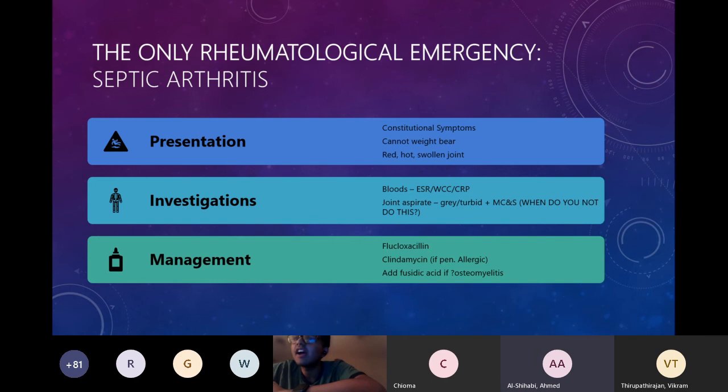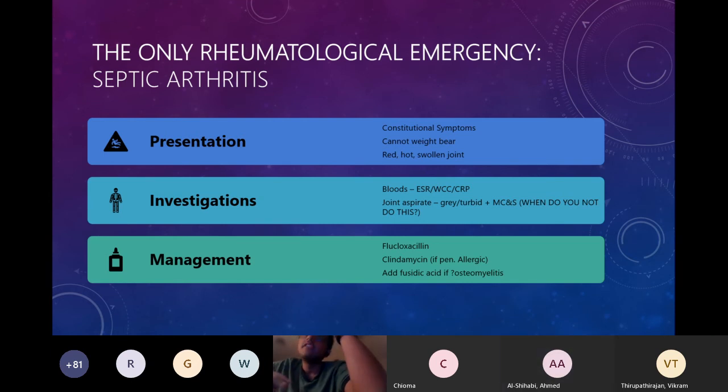In the chat, can anyone tell me what the most common causative organism would be? Yes, Staph aureus is the most common causative organism for this. So that's why we give Fluclox, which is especially good against Staphylococcus aureus.